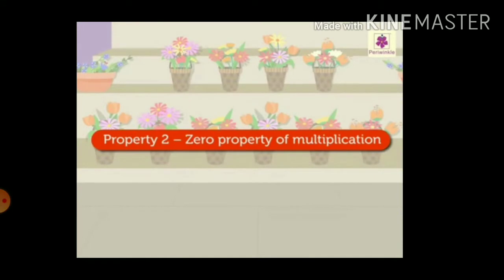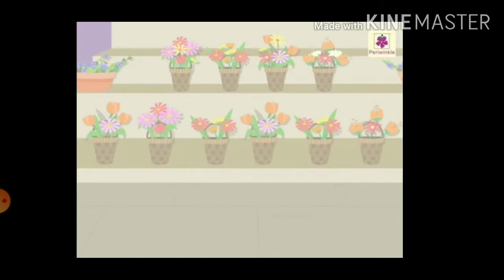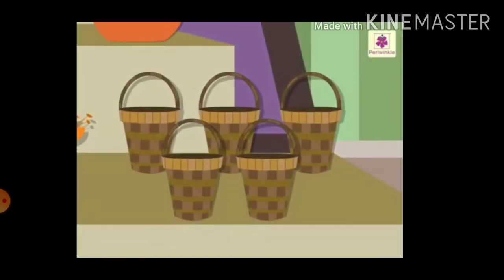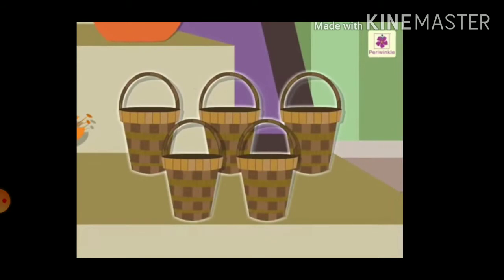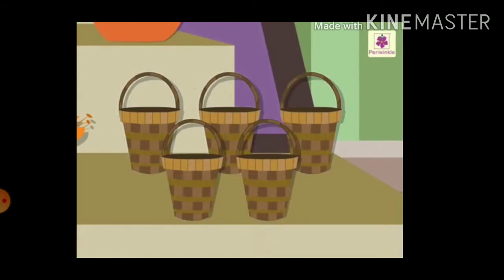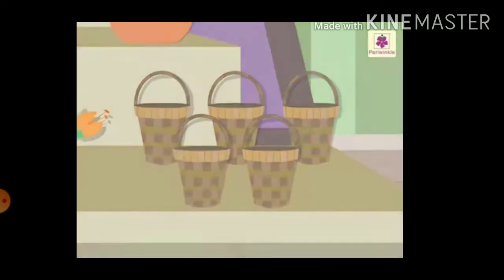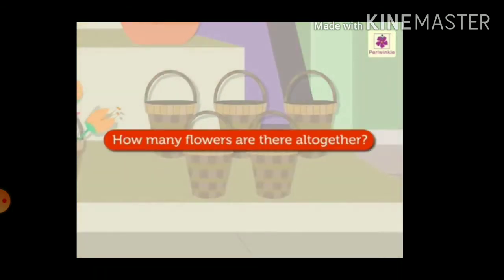Property 2. Zero property of multiplication. Look, there are 5 flower baskets. There are 0 flowers in each basket. How many flowers are there altogether?